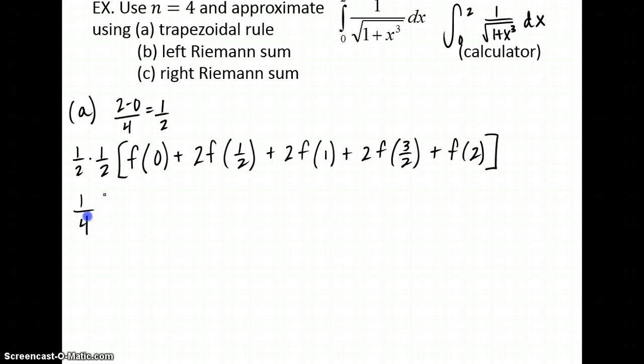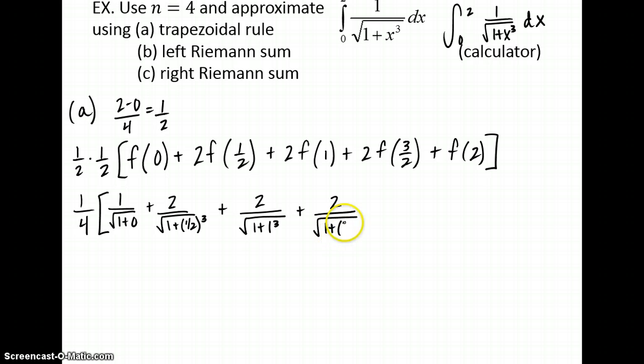Okay, now plugging this into the calculator, this becomes tricky, but f of 0 plus 2, when I plug in 1/2, it would be 1 plus 1/2 cubed. So the calculator becomes very important that you're able to actually evaluate this. 1 plus 1 cubed plus 2, 1 plus 3 halves cubed, and then plus 1 over square root of 1 plus 2 cubed. Okay, so into the original integrand, I've replaced all the x's with 0, 1/2, 1, 3 halves. When I double them, the 2 times 1 in the numerator is where the numerator of 2 comes from for my middle values, and then I don't double the first and last. And I promise you, this comes out to 1.397.